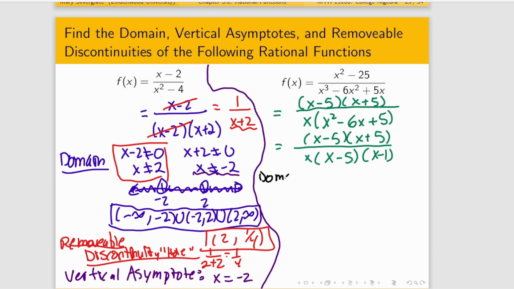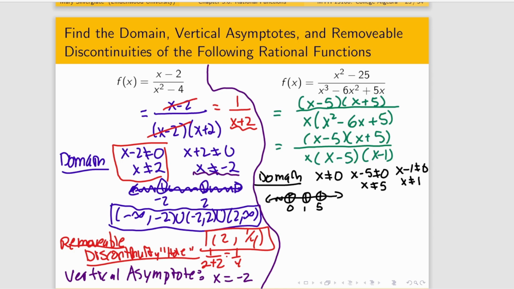Because for domain, we have that x cannot be 0, x minus 5 cannot be 0, x minus 1 cannot be 0. X cannot be 0 is already solved. For the second one, we add 5 to both sides, so x cannot be 5. For the next one, we add 1 to both sides, so x cannot be 1. In terms of the number line, that means an open circle at 0, open circle at 1, open circle at 5, and it can be anything else in between.